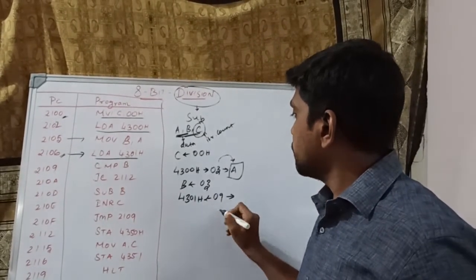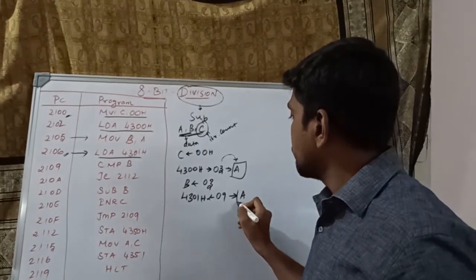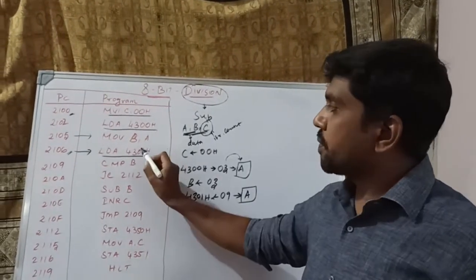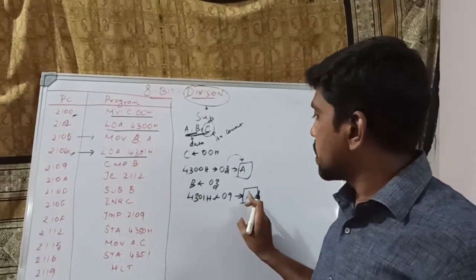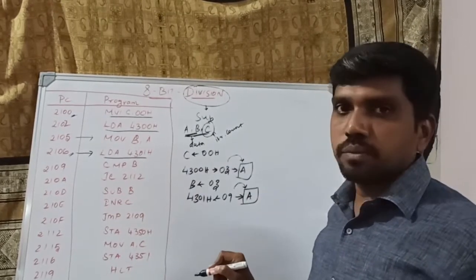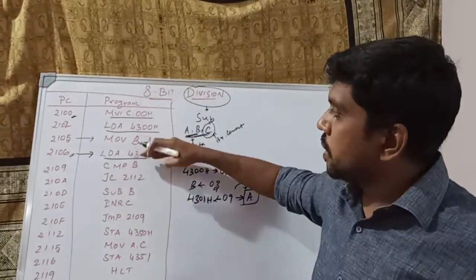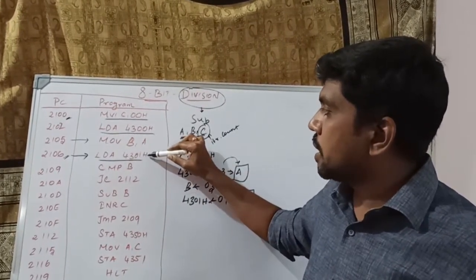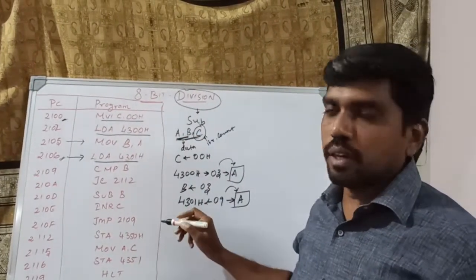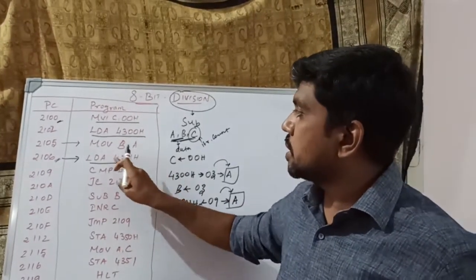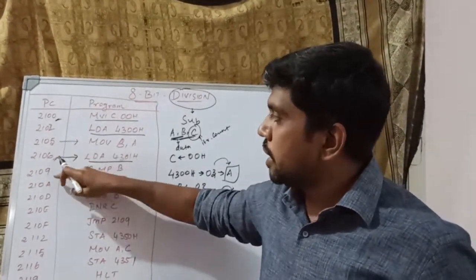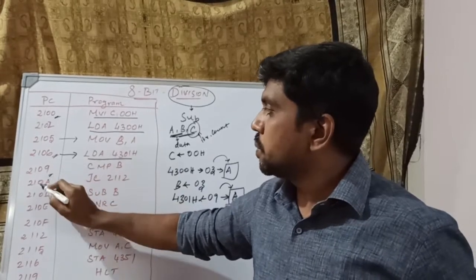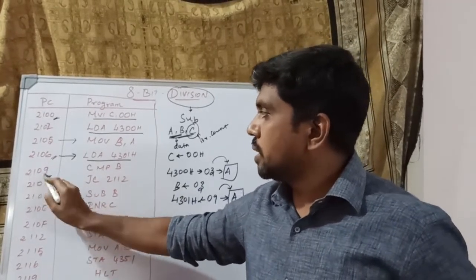This value goes to A, the accumulator. After execution of this instruction, the A register value is 09. So you are getting the 2 data: one data from 4300H, the second data from 4301H. It's a 3-byte instruction, so you increment the memory location by 3. Now the program counter value is 2109.